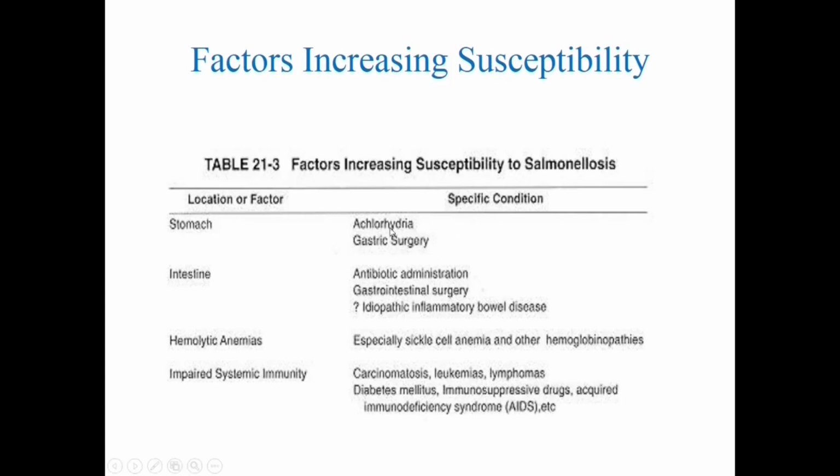For people with achlorhydria or gastric surgery, the pH in the stomach is increased, the acidity is reduced. Then we have certain people with hemolytic anemias, especially sickle cell anemia and other hemoglobinopathies. They are also susceptible to Salmonella. Then other cases like carcinoma, leukemia, lymphomas, and other immunosuppressive states like AIDS. They are all more susceptible to Salmonella infections, which includes enteric fever and other infections caused by the non-typhoidal Salmonella.